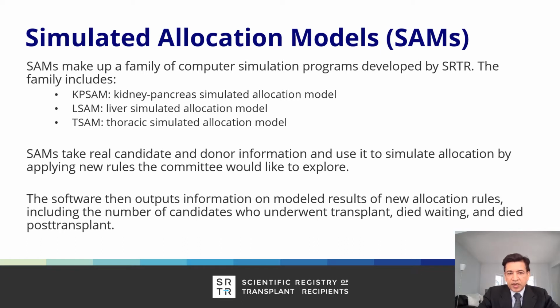The SAMs take real candidate and donor information to simulate allocation by applying new rules that the OPTN committee would like to explore. The software then outputs information on model results of the new allocation rules, including the number of candidates who underwent transplant, those that died waiting, or those that died post-transplant.